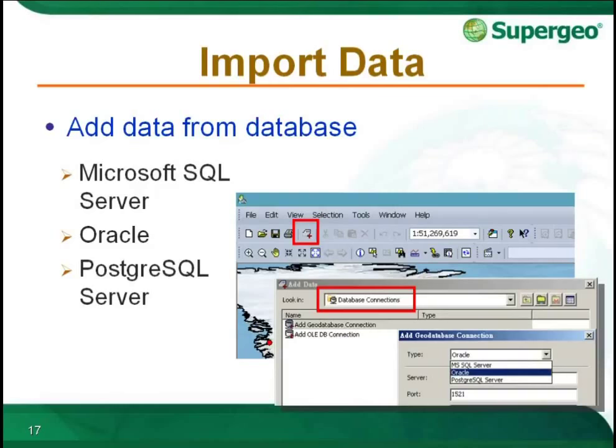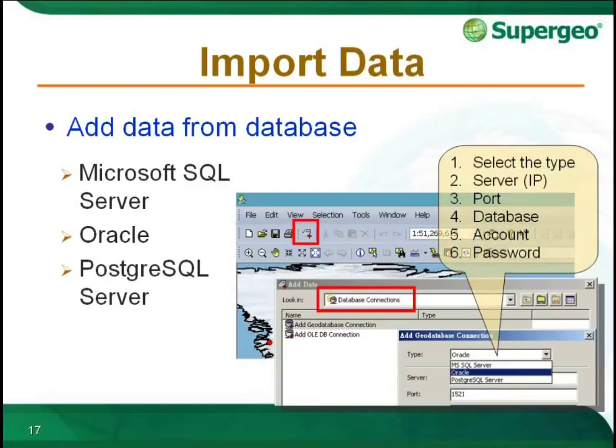Now, MS SQL, Oracle, and PostgreSQL Server are provided for connection. Please enter a server name, database name, username, and password, and click OK. Once the database is connected successfully, all layers of the connected database will be listed in the Add Data window. And then, you can import the selected layers into Desktop.